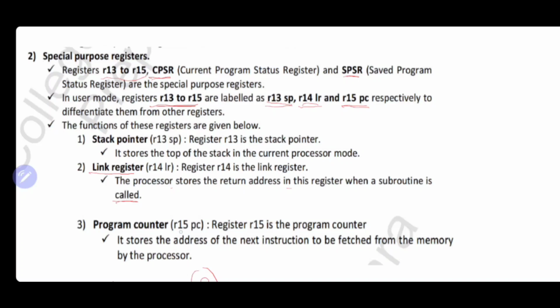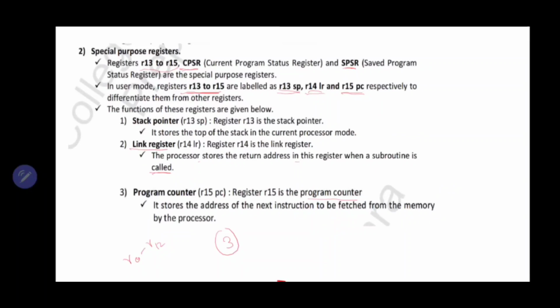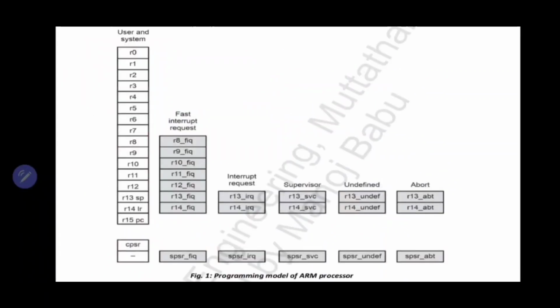Then the program counter, that is R15. Register R15 is the program counter. It stores the address of the next instruction to be fetched from the memory by the processor. As we know, the function of the program counter is to store the address of the next instruction to be fetched from the memory by the processor. So that is the program counter.